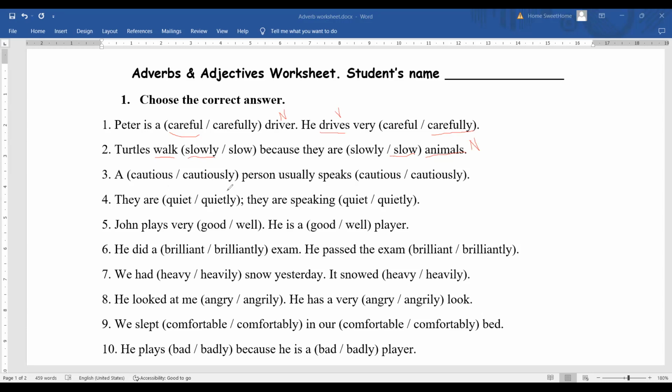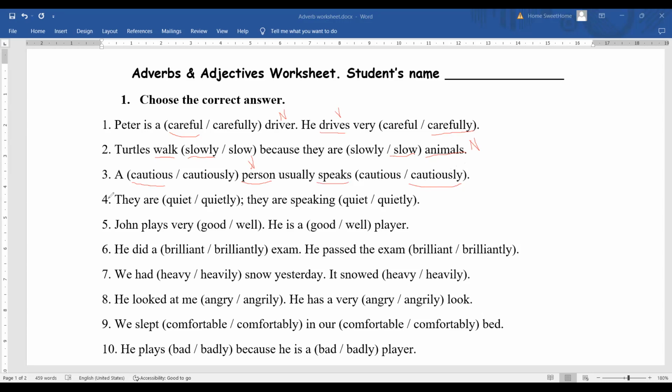Number 3, a cautious or cautiously person usually speaks cautious or cautiously. Right, think first. Look at what this word describes. It describes person. Person is a noun, right? So, no suffix ly here. A cautious person usually speaks, and now you ask how he speaks. How is an adverb with the suffix ly here. That's why you need cautiously.